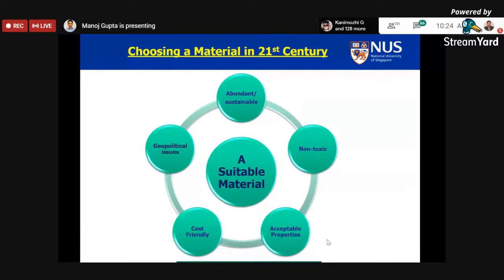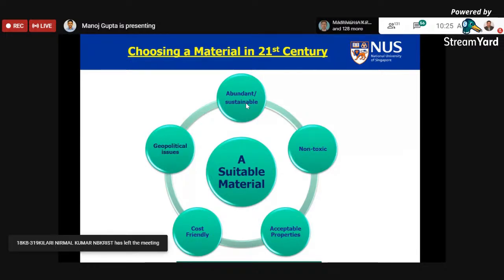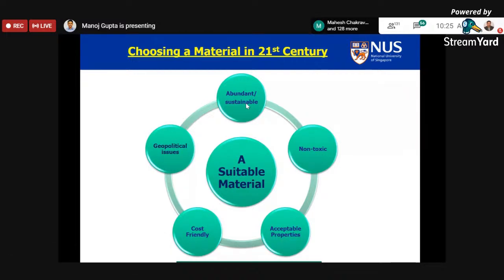Now, how do we choose a material in the 21st century? The previous rules are gone. For a suitable material, it has to be abundant. Abundant means sustainable. That means if we start some research in this direction, we should be able to sustain it. There's no point in starting a research which has a 10-year life, because by the time you perfect it, it is gone. So abundance and sustainability is a very, very important issue.